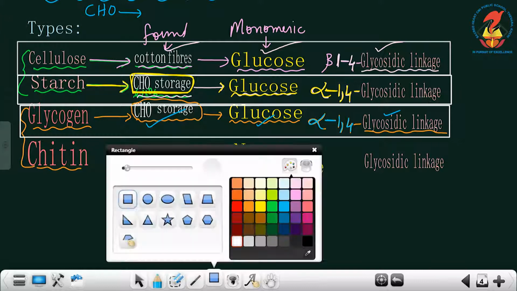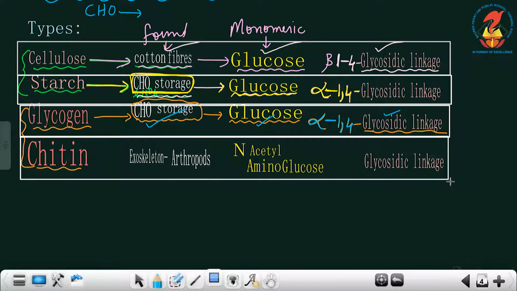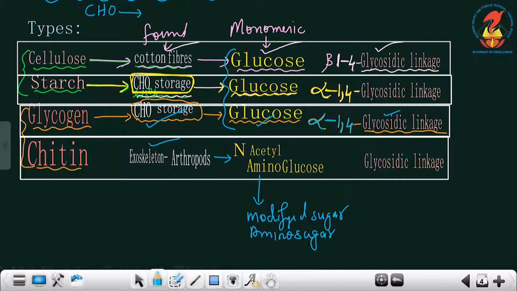Last, we have chitin. Chitin is found in the exoskeleton of arthropods. Here the difference is that the glucose found in chitin is not the normal glucose. It is a modified glucose or modified sugar, which is derived from amino. It's an amino sugar. So there is a difference. The glucose is N-acetyl aminoglucose, and the linkage is just like cellulose.